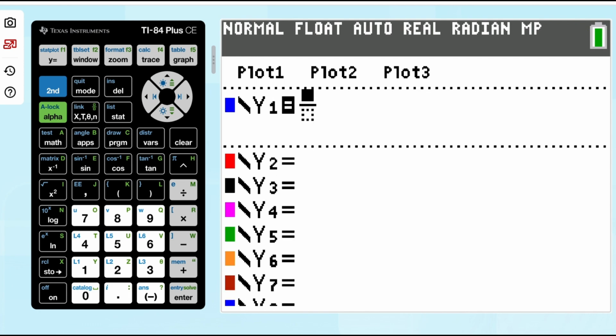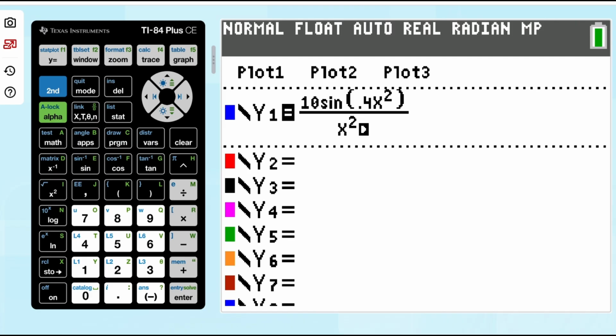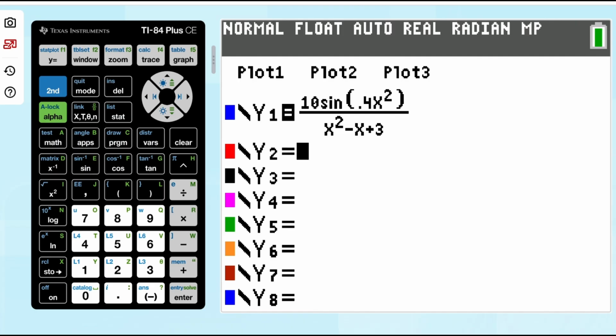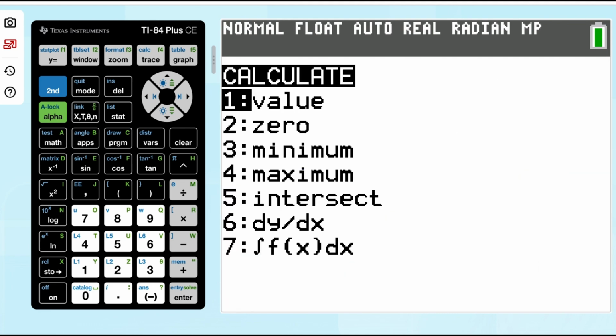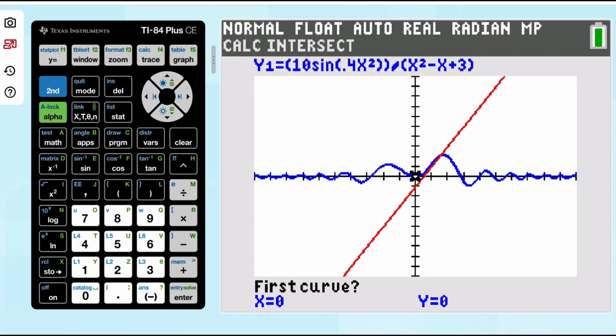So we've got the first function, which was 10 sine 0.4x squared divided by x squared minus x plus 3, and our other function, which is 2x minus 1. We'll just hit graph and see if we can see where they intersect. Looks like they intersect once there. And so we'll just hit second, trace. We're going to pick option number 5 this time for intersect to look for where the two functions intersect.